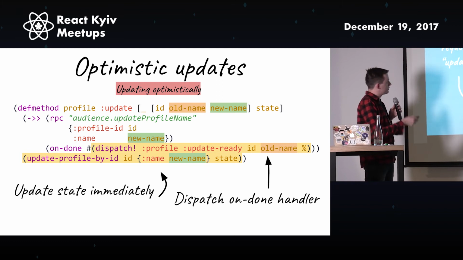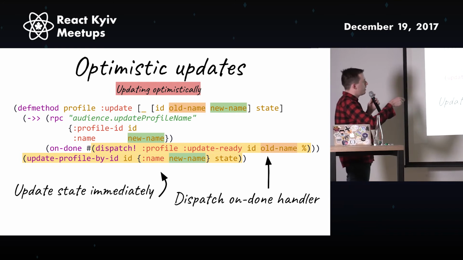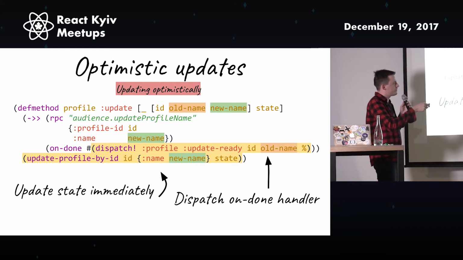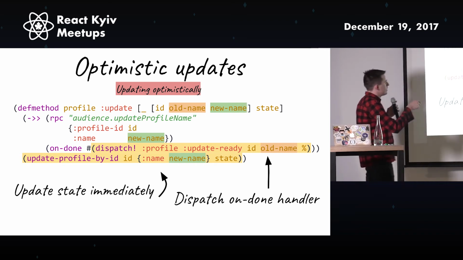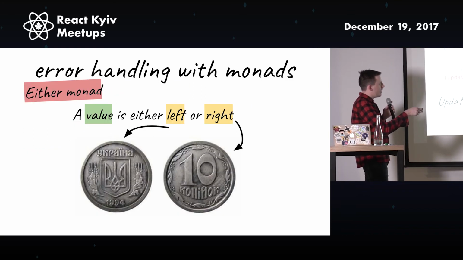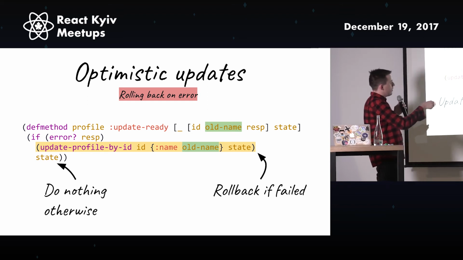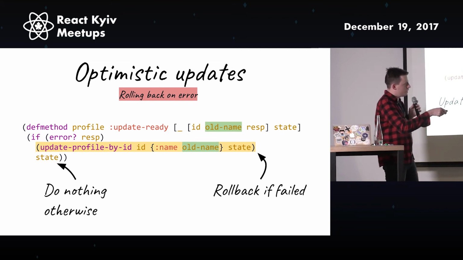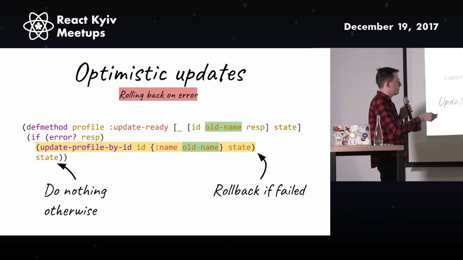In the code, it looks like this. So we have an event handler for the update event on the profile controller, which receives the ID, the old name, and the new name. Then we're sending the request, passing the new name, and immediately updating the name of the profile by ID. But when the request is done, we dispatch the update-ready event and pass the old name as well, because we want to be able to roll back.